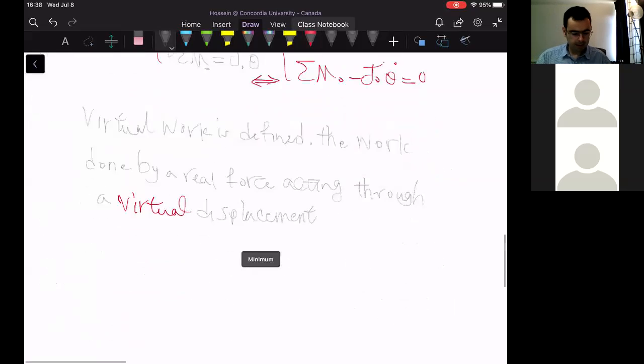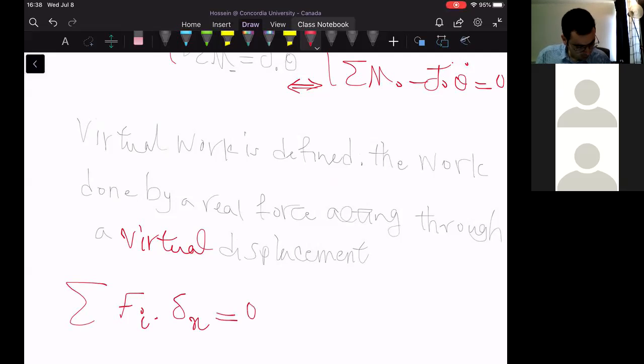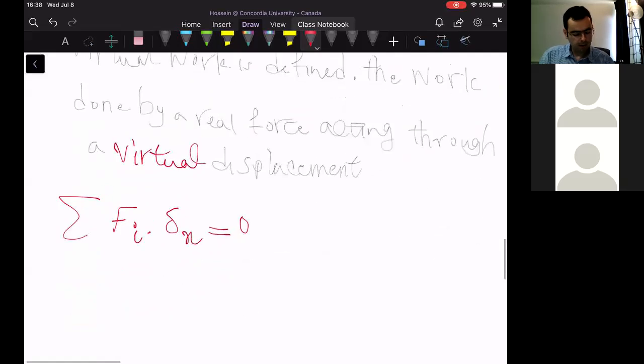It means that we apply an infinitesimal, small movement, and then we calculate the total work done by all the forces, and the summation of this work should be 0. Why? Because the virtual displacement is very small. So the summation of all work done by each force, delta W, is equal to 0. This is the principle of virtual work, with a very small virtual displacement.